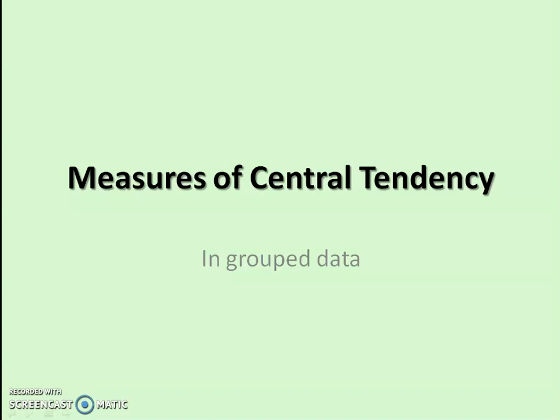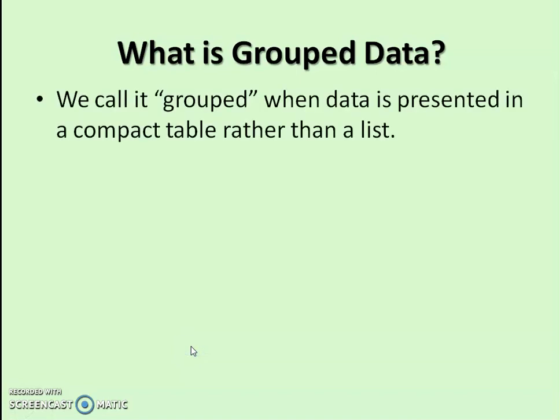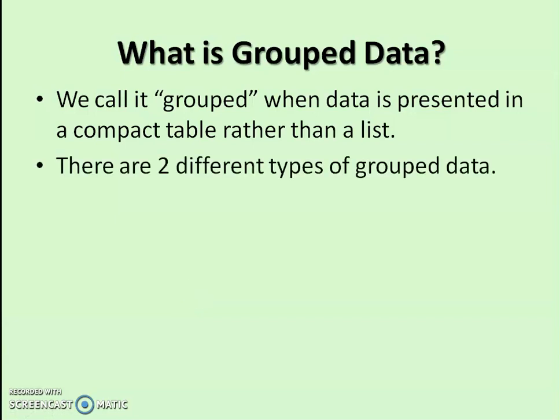Hello, this video lesson is about how to calculate the measures of central tendency, mean, median, and mode, if you have grouped data. So what is grouped data? Great question. I'll show you. Data is called grouped when it's presented in a compact table, also called a frequency table, rather than being listed out. Why would you do that?